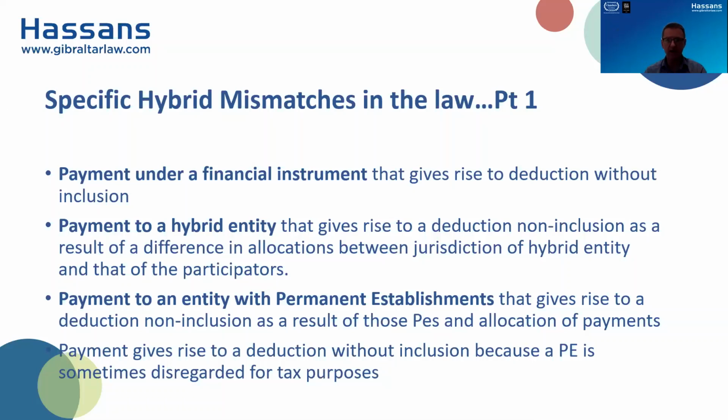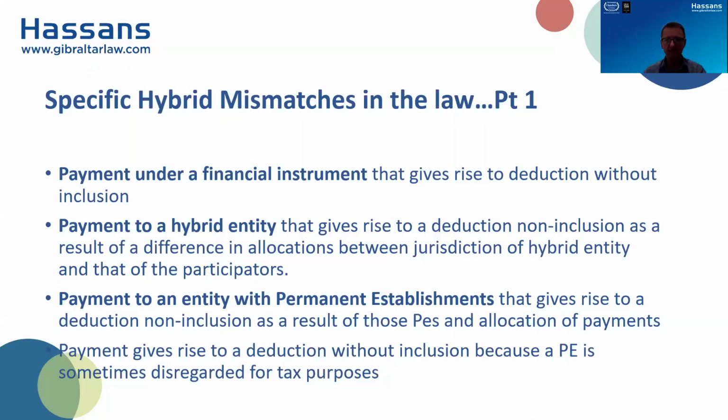Secondly, we have a payment to a hybrid entity. And a payment to a hybrid entity that gives rise to a deduction and a non-inclusion as a result of a difference in allocations between jurisdiction of hybrid entity and that of participators. So that is a situation where a payment is made, which is deductible against tax, and it's made to an entity which is seen as non-transparent in the jurisdiction of the payer, but is seen as transparent in the jurisdiction of the recipient. So therefore, it's not included in the recipient jurisdiction by virtue of the difference between the characterizations of the entity.